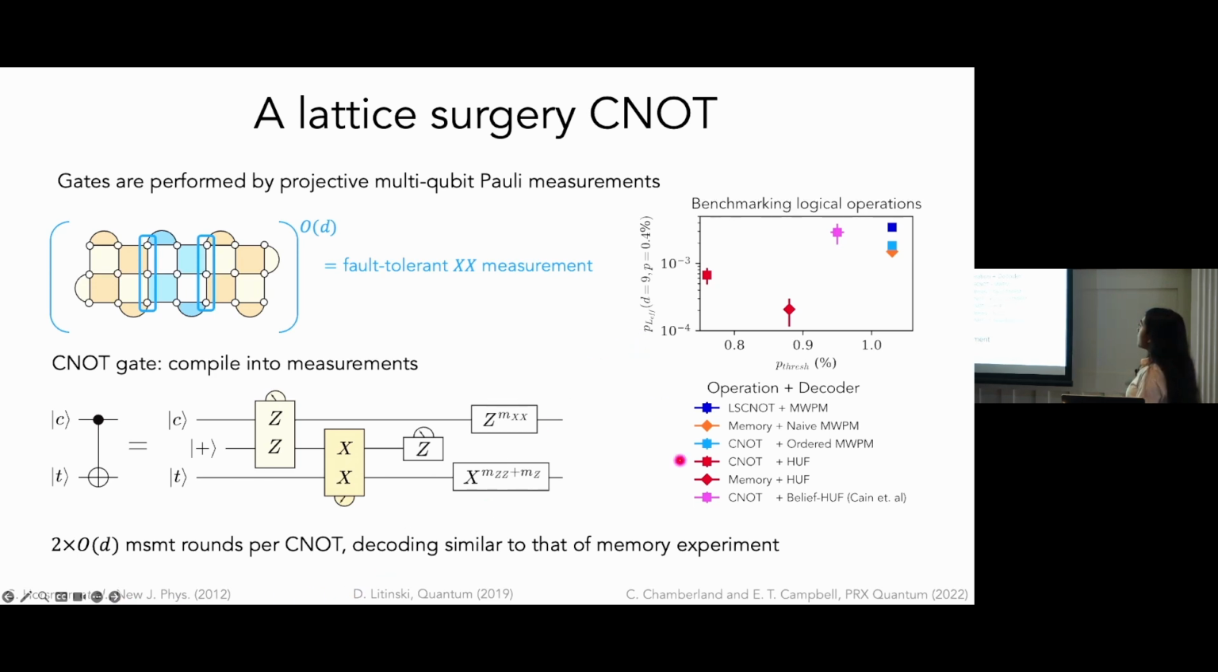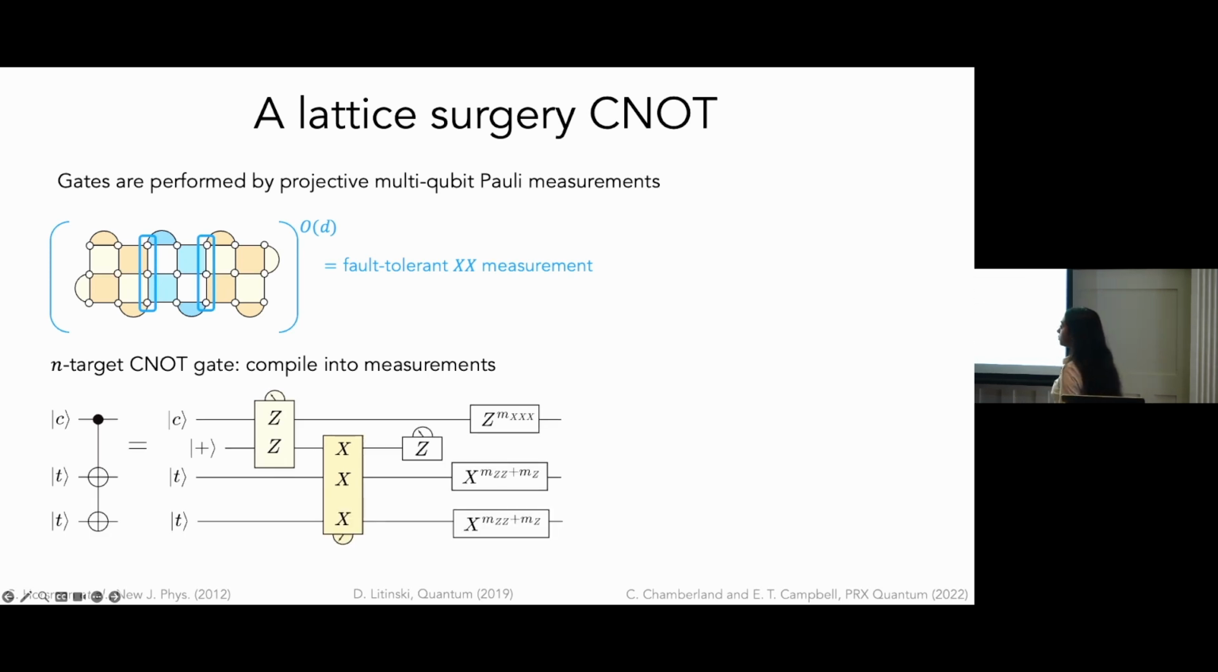So this gives us a nice picture of what decoding strategies can look like. But until now, we've just studied a single control, single target kind of experiment. A neat thing about lattice surgery enacted CNOTs is that you can do single control, multiple target CNOTs using the same number of measurement rounds. So if I want to do control target, all I have to do is extend my XX measurement to these multiple targets. And it turns out this same kind of intuition can be applied to transversal gates.